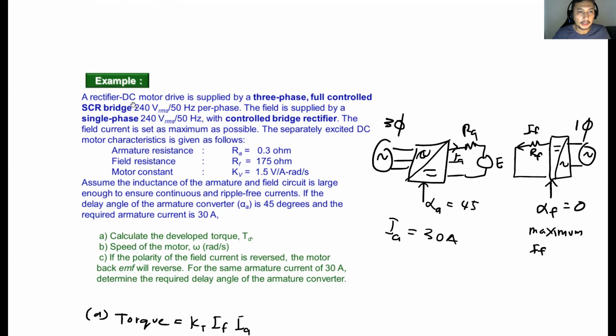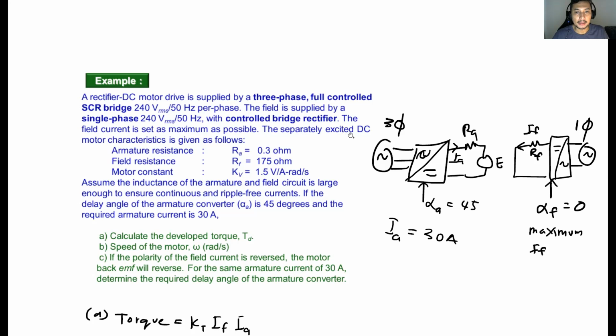A rectifier DC motor drive is supplied by a three-phase fully controlled SCR bridge, and the supply is 240 volt RMS, 50 Hertz per phase, meaning that this 240 volt is actually a phase voltage. The field circuit is supplied by a single phase, not three phase, 240 volt RMS, 50 Hertz also, with a controlled bridge rectifier. The field current IF is set as maximum as possible.